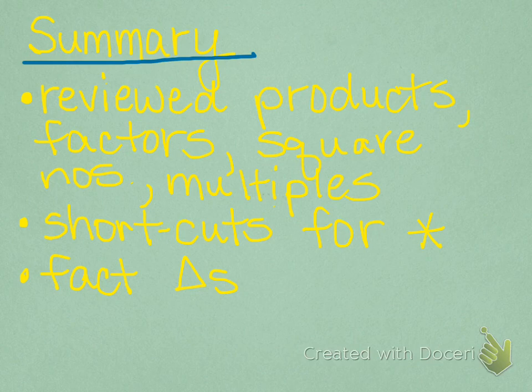So to summarize what we've done today, we've reviewed quite a bit actually: products, factors, square numbers, and multiples. We talked about some shortcuts for some of the multiplication facts, and we talked about fact triangles. You will also be playing Name That Number this week, which I did not put directions on here because I've already done that in a previous video. So hopefully you will remember how to play that. If you don't, you can always reference your SRB and find those directions to do so.